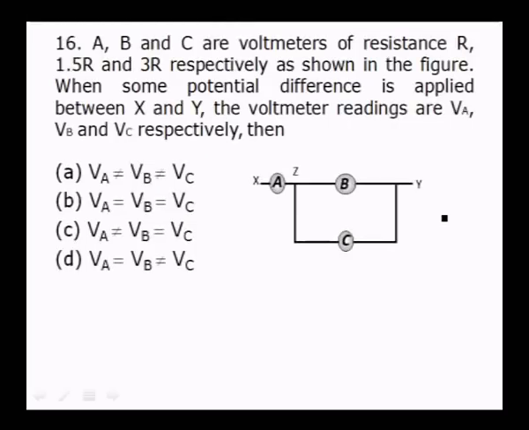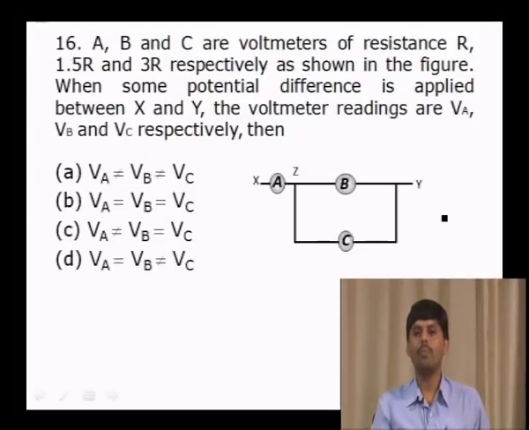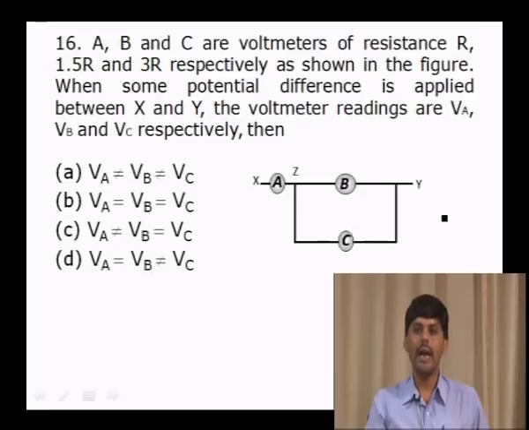Option number 16. A, B, C are the voltmeters of resistance R, 1.5 R and 3 R respectively, as shown in the figure. When some potential difference is applied between X and Y, the voltmeter readings are VA, VB and VC respectively. Then option A, VA not equal to VB not equal to VC. Option B, VA is equal to VB is equal to VC. Option C, VA not equal to VB is equal to VC. Option D, VA is equal to VB not equal to VC.